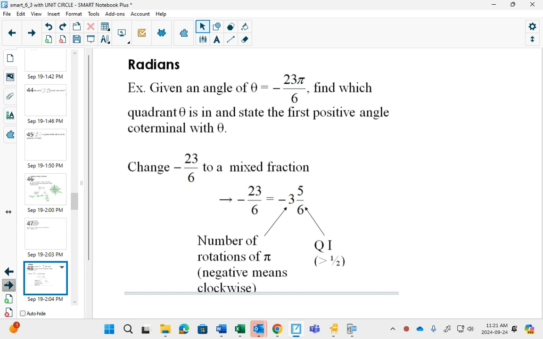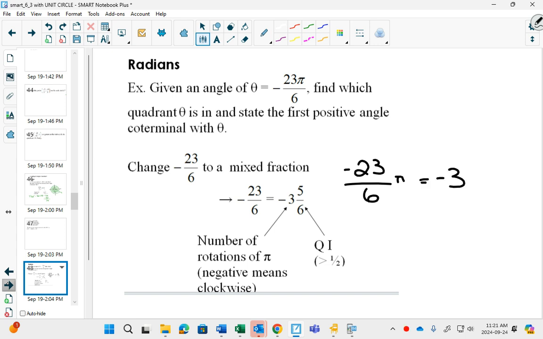And the strategy that I like to use with radians is to take the number, which is the 23 over 6, and change it to a mixed fraction. Is everybody okay with changing -23 over 6? I'll put the pi there. That would equal -3, which would get me to 18, right? And -3 5/6 pi.